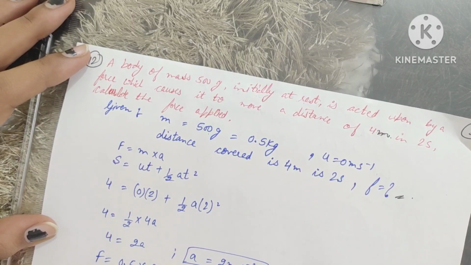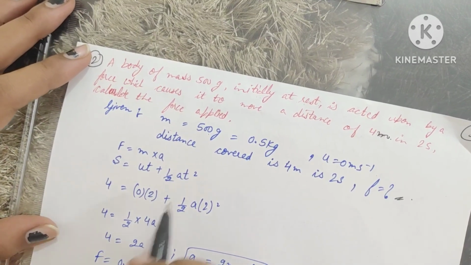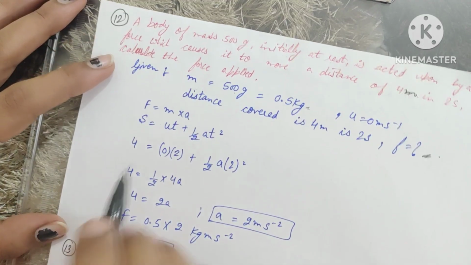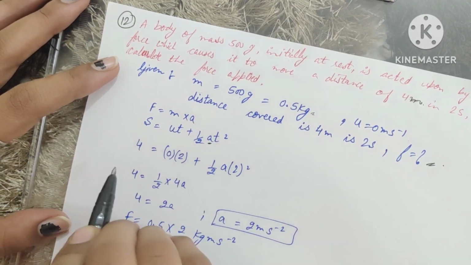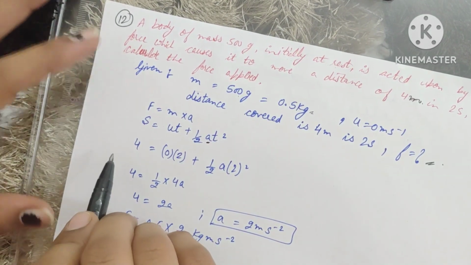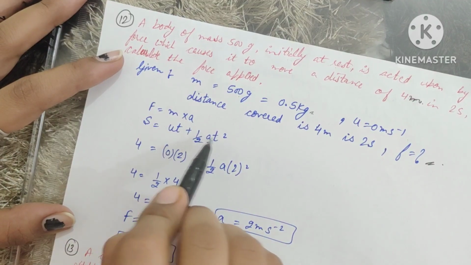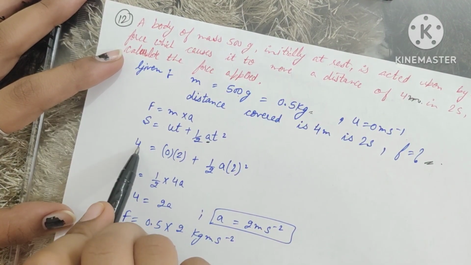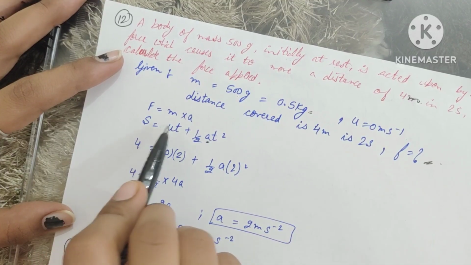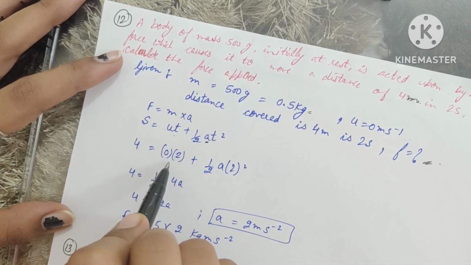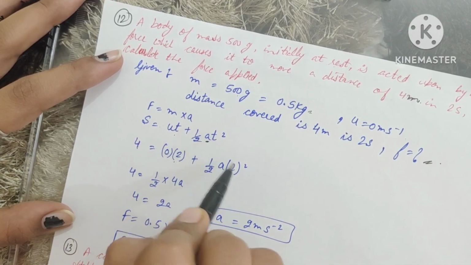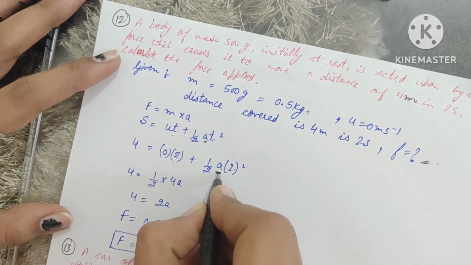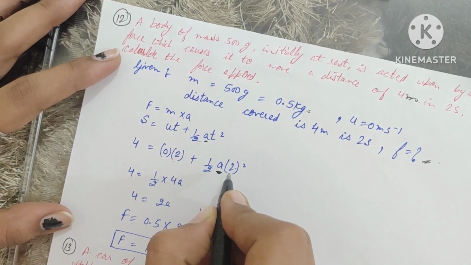The force is equal to mass into acceleration. Mass is given. Acceleration we have to find out. From here we can find out the acceleration easily by using the formula S is equal to ut plus half at square. What is the S here? It is the distance covered. It is 4 is equal to initial velocity 0, final velocity 2. Only the a is the variable in this complete line, you can see.